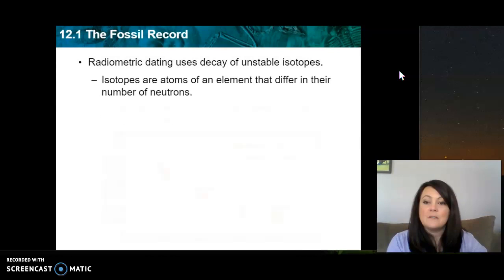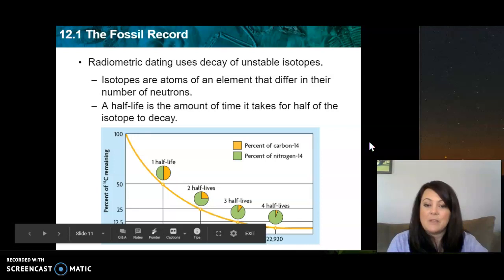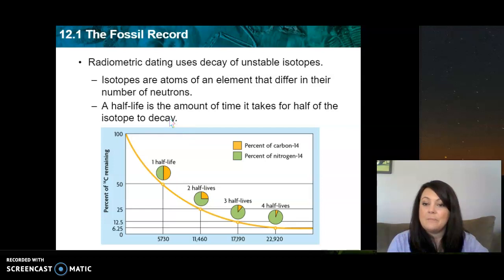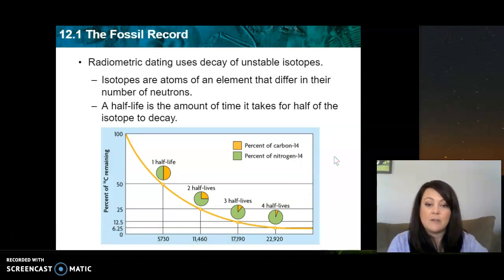Isotopes are atoms that will decay over time. They're unstable. Their nucleus is very large and it wants to fall apart because there's not enough electronegativity holding it together. The half-life is what we use to describe the amount of time it takes for half of that isotope to decay. So using that, we can determine the age of something based off of the amount of parent material, or the original isotope, to the daughter product, which is what's left after the decay has occurred, the nitrogen-14 here.